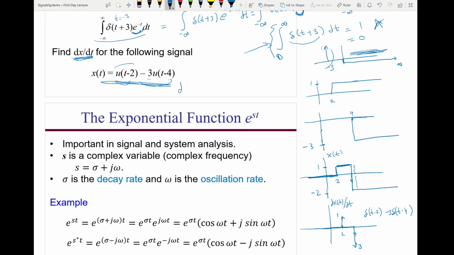So dx/dt equals delta t minus 2 minus 3 delta t minus 4.